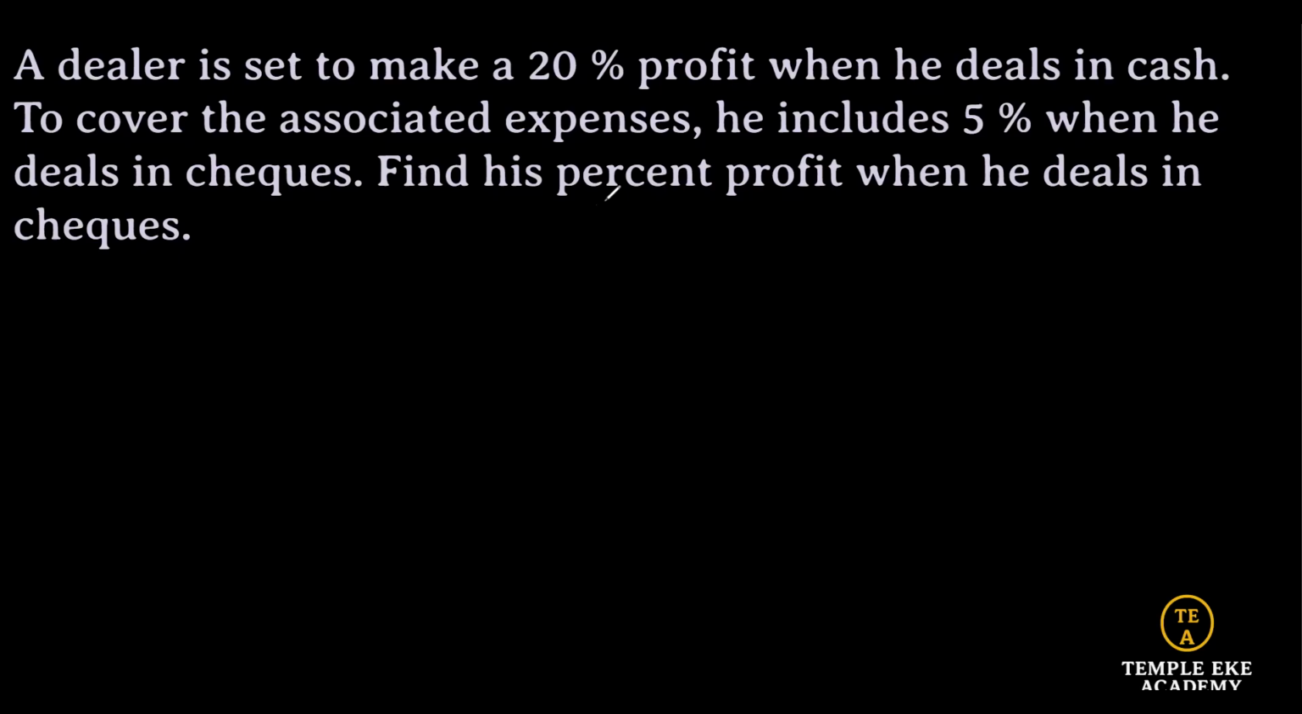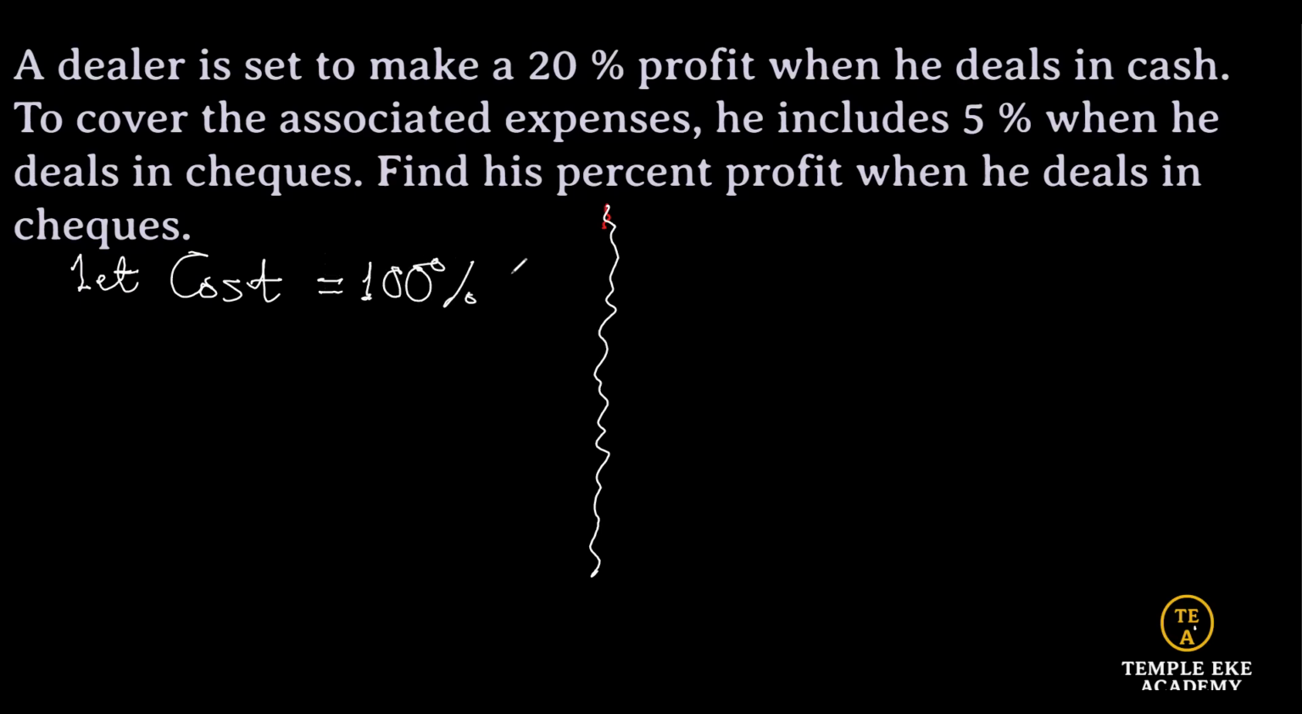Okay, now the first thing we need to recognize is the initial cost. Let us represent the initial cost as 100%. That is the usual practice. Let the cost be 100%. This is common practice. And let the 100% stand for C. So C represents the cost.